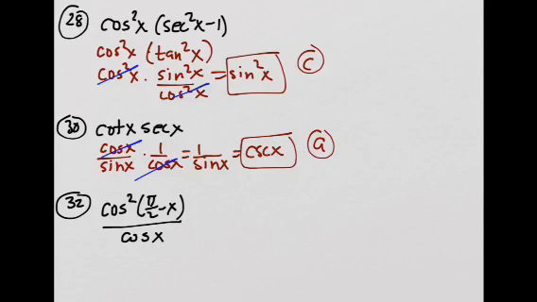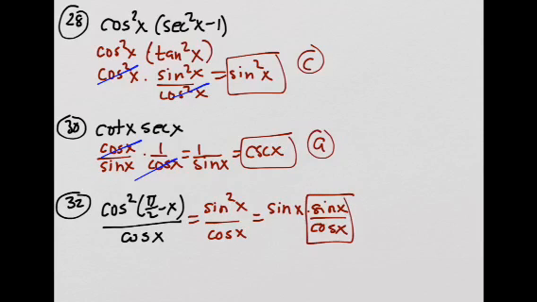Alright, so we have a cofunction in the numerator. The cofunction is sine squared x. And then the denominator stays the same. Okay, so now I can break up the sine squared x like this. And this becomes tangent. And so that would be letter D.